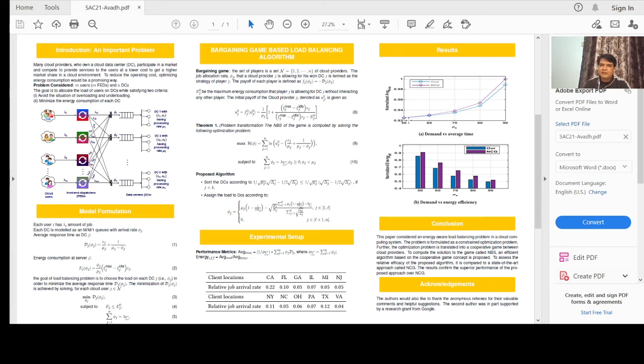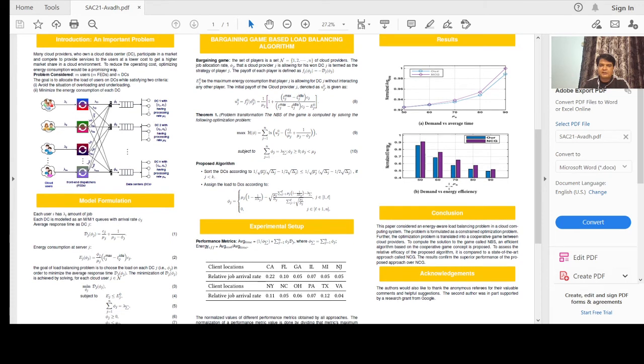We can see here that the normalized average time of our approach is lower than the non-cooperative game based approach at each demand level. Similarly, the normalized energy efficiency of our approach is always less than the non-cooperative game based approach. This is sufficient to show the effectiveness of our approach with respect to these two performance metrics.